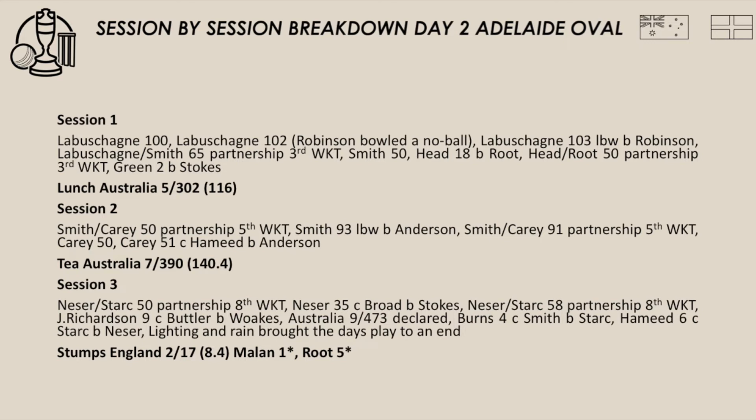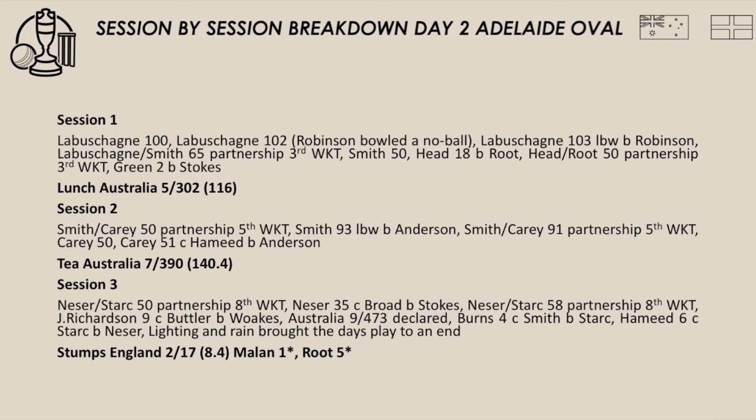Smith brought up his half century, and Travis Head got out for 18, bowled by Root, and Head and Smith added 50 runs for the fourth wicket partnership. Cameron Green was the last wicket to go before lunch for 2, bowled by Stokes. Australia at lunch were 5 for 302.